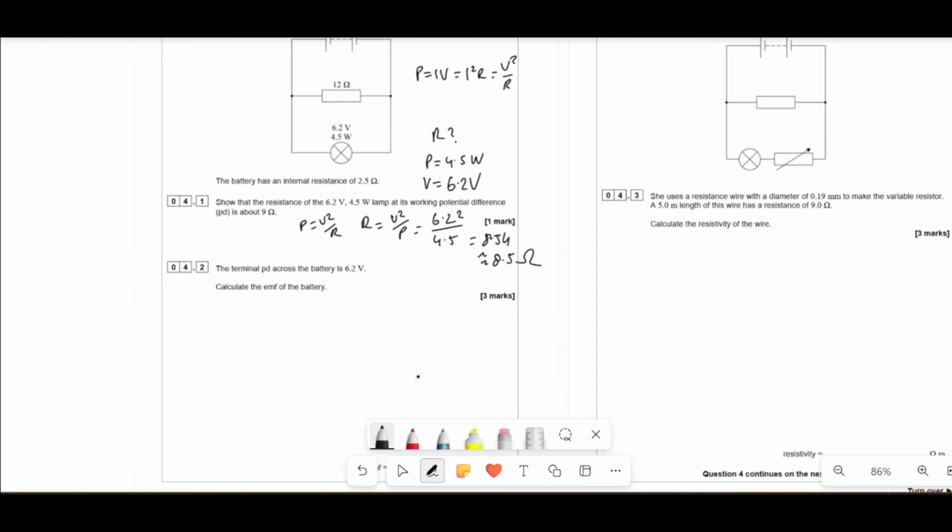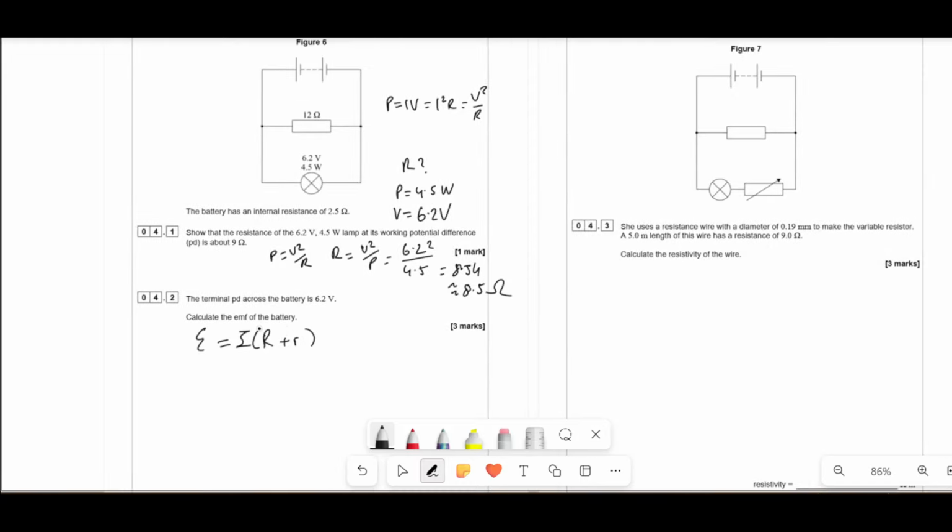Okay, so if they want you to work out the EMF, the formula you're going to be using is that the EMF equals current times the resistance of the circuit plus the internal resistance, that is, the lost volts. The terminal PD, remember, is just the voltage as an output, when we've taken out the lost volts. So in this circumstance, we need to figure out what this circuit is. Remember that this circuit is a resistor with something else with resistance in parallel, but it also has its own internal resistance of 2.5. So we know that little r is going to be 2.5 ohms straight off the bat.